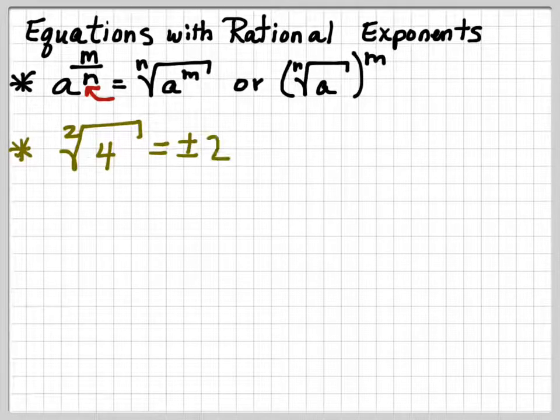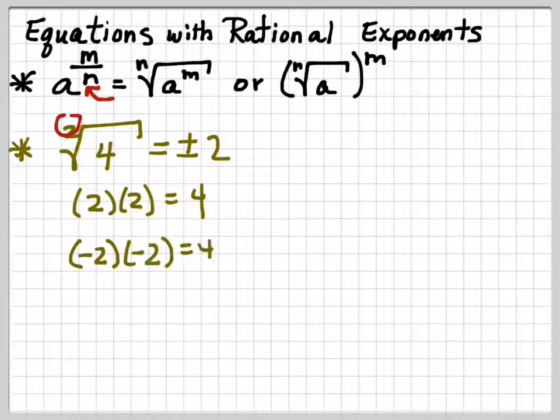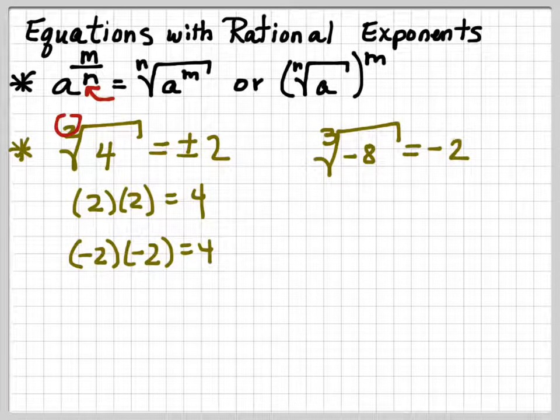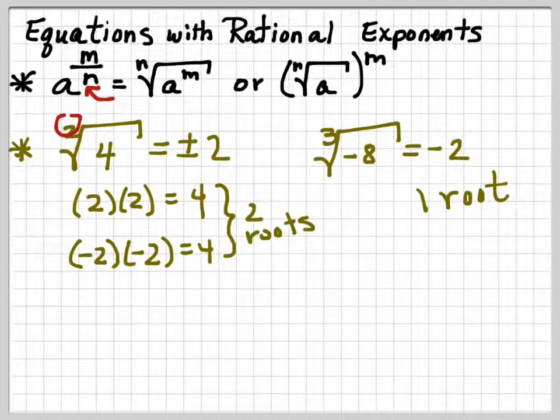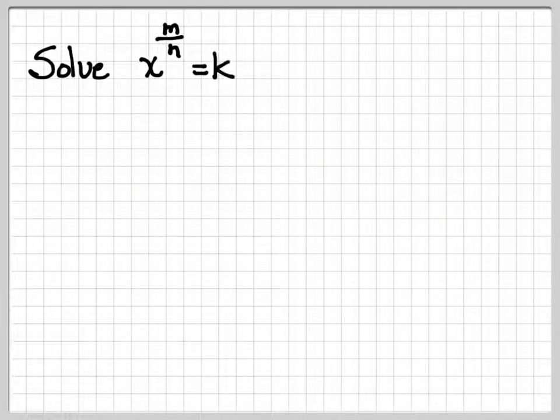The square root of 4, and once again, if there's no little index here, you assume that it's a 2. And so that's going to be plus or minus 2. When your index is an even number, then you're going to have 2 possible roots. So 2 times 2 is 4, and negative 2 times negative 2 is also equal to 4. If I take the cube root of negative 8, that would be negative 8 raised to the 1/3 power. That's going to be negative 2. In the case of an index that is even, you're going to have 2 roots. In the case of an index that is odd, you're going to have 1 root.